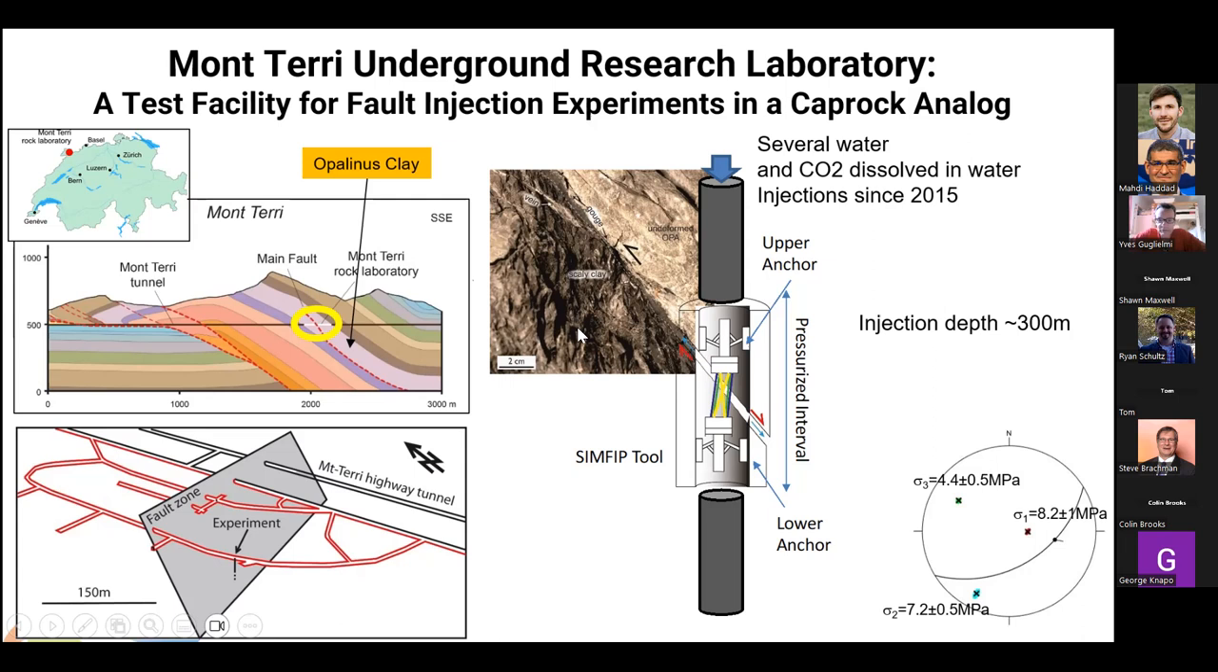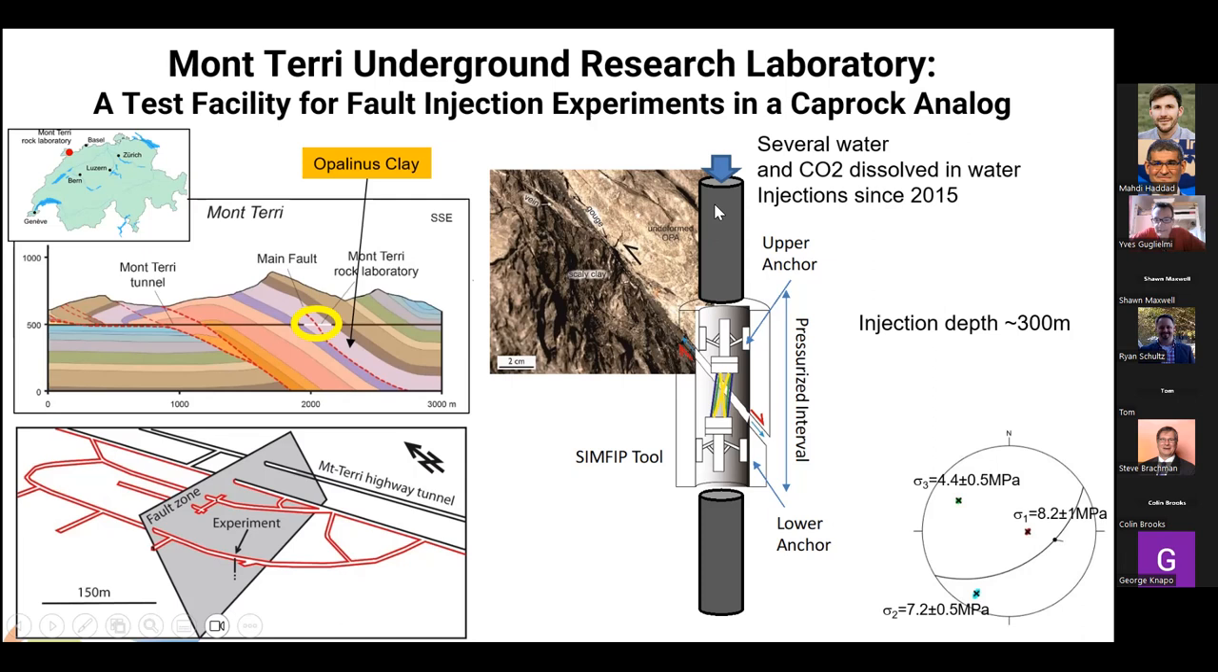Just to mention before we start, the permeability of this formation is very small. It's close to 10 to the minus 18 to 10 to the minus 20 square meters. And the initial fault permeability is about the same as the permeability of the intact rock. So we identify a clear fault zone, but its permeability is about the same as that of the intact rock, which I think is kind of what we should expect in a caprock.